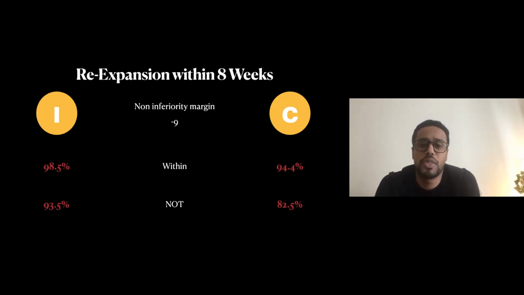they assumed the worst happened to those patients that they lost the follow-up with. So they recalculated the percentage, and they had 93.5% in the intervention group, and in the conservative group they had 82.5%, which was not within the margin.